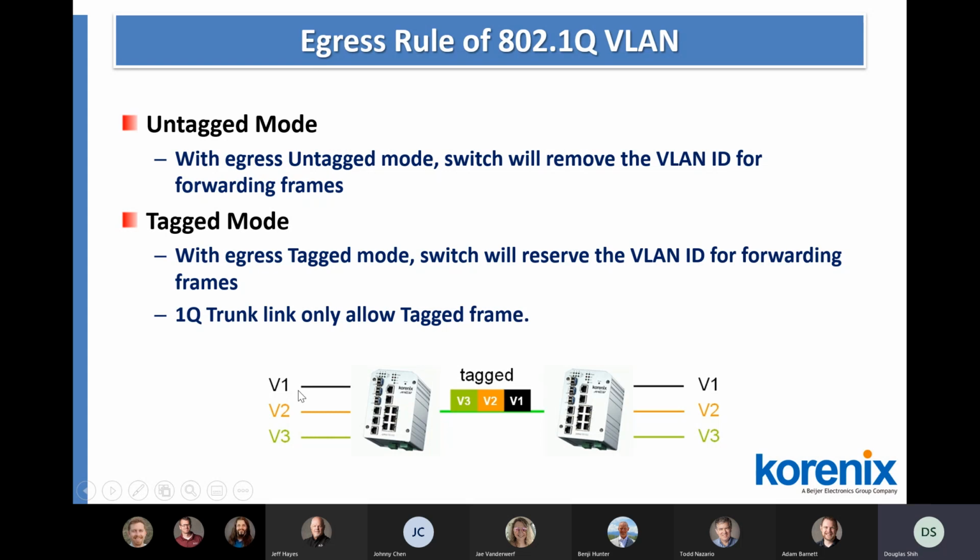For example, for VLAN 1, if we choose the tagged mode between the two switches, the VLAN 1 packet will keep VLAN ID 1 when going to the other switch. And if here we choose the untagged mode, then the VLAN 1 tag will be removed and the packet will be sent out without the VLAN tag. And if we use an 802.1Q trunk link, then the trunk link will only allow tagged packets.